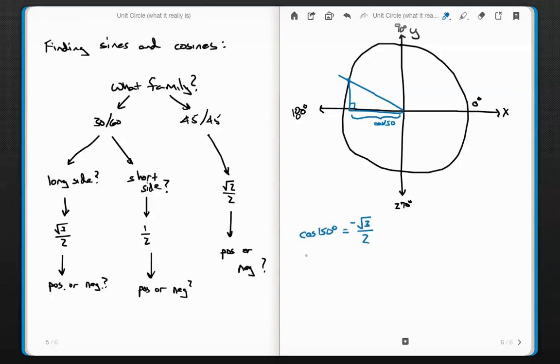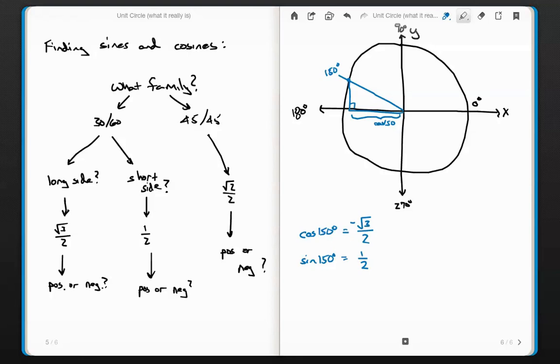Well, as long as we're looking at this one, how about the sine of 150? Right, well, it's the same triangle, 150 degrees here. But this time it's the short side. The short side is on the y. And so the y-axis is the sine. That's what I'm interested in. So the short side is 1/2. So it's 1/2. Is it positive or negative? Well, I'm going up on the y-axis. So it's positive 1/2.